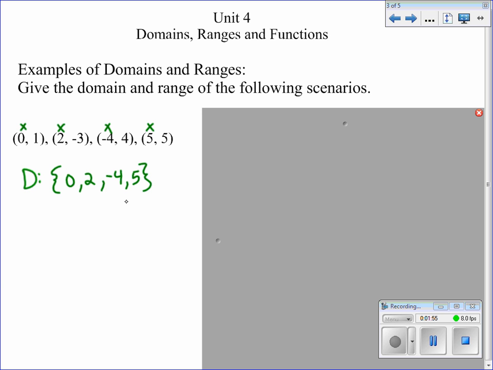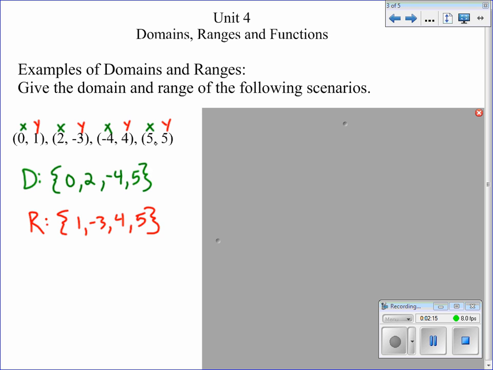And so notice I separated them with commas. Our ranges are going to be the second one. We're going to consider that our y value. And we're going to note it just the same. And our range is going to be 1, negative 3, 4, and 5.